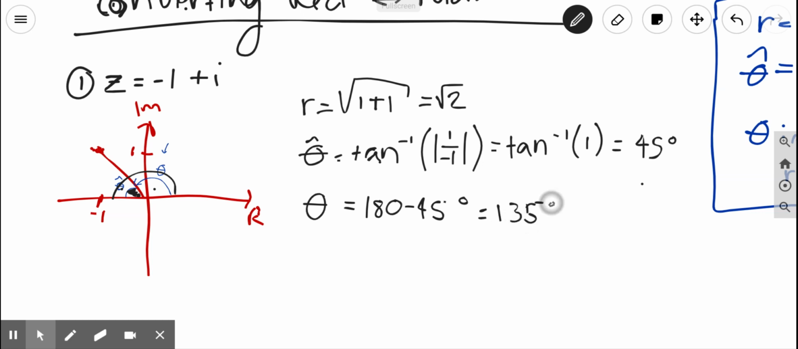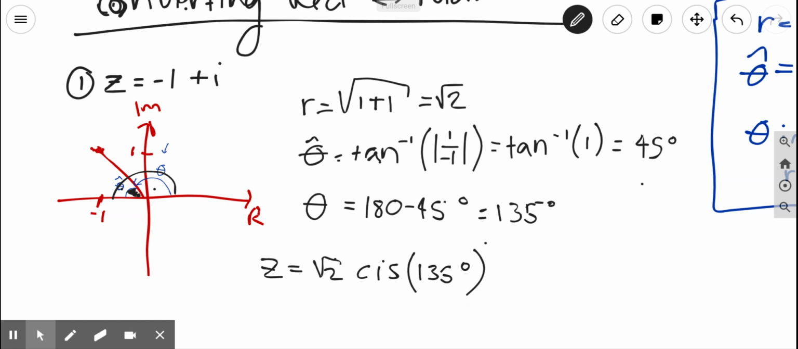So this is the angle that we need, meaning that your number in polar form is the following. It's going to be the square root of 2, and then it's going to be cis, or cosine plus i sine, whichever one you want, of 135 degrees. That's our answer. All right, so if you got it, you don't have to keep watching this video.